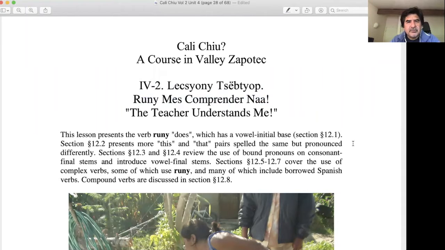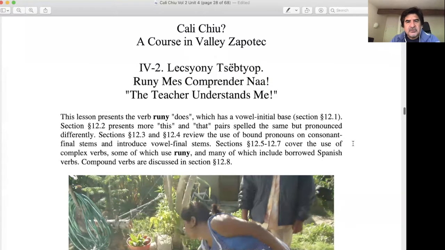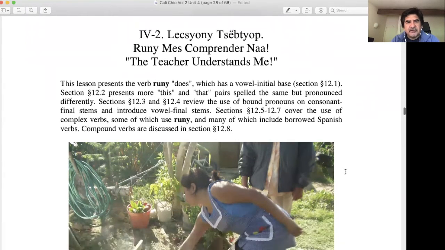Hi there, hi everyone. Here we are. We're going to be doing lesson 12 today. As usual, we're going to be learning some new vocab and verbs, and we're going to be learning about the verb ruin, das, which is used in many, many different ways. I hope that you guys will have fun.